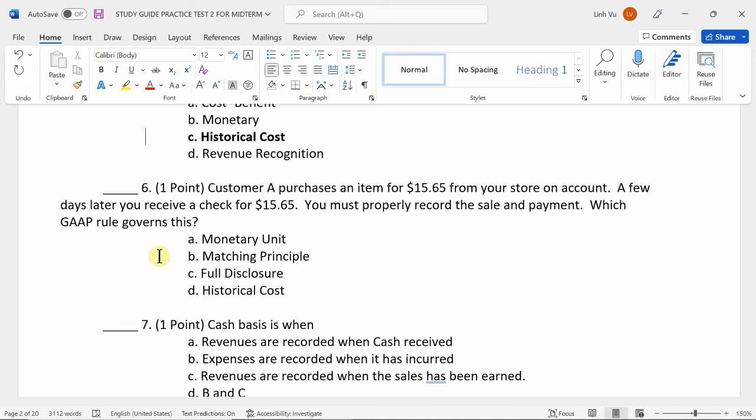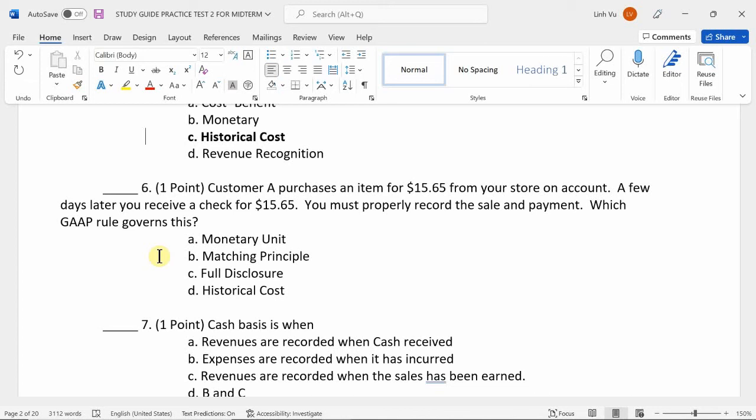We're not measuring or using a specific type of dollar for this transaction. Okay. Matching principle. Well, you sold something for $15.65 and now you received a payment for $15.65. That sounds like matching to me.